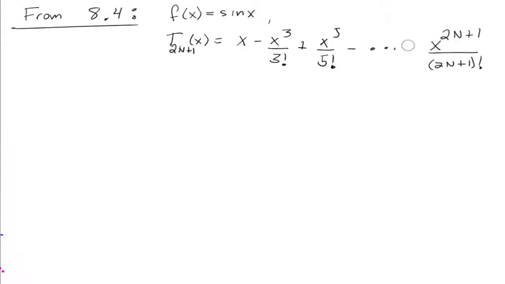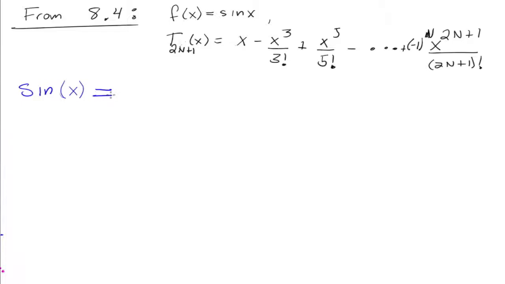Let me fix that. Okay, so negative 1 to the n, capital N. So, okay, but then now what we have is the Taylor series. If we extend that, we let capital N go into infinity. We have that sine of x is not only, so this is an approximation to sine x, right?